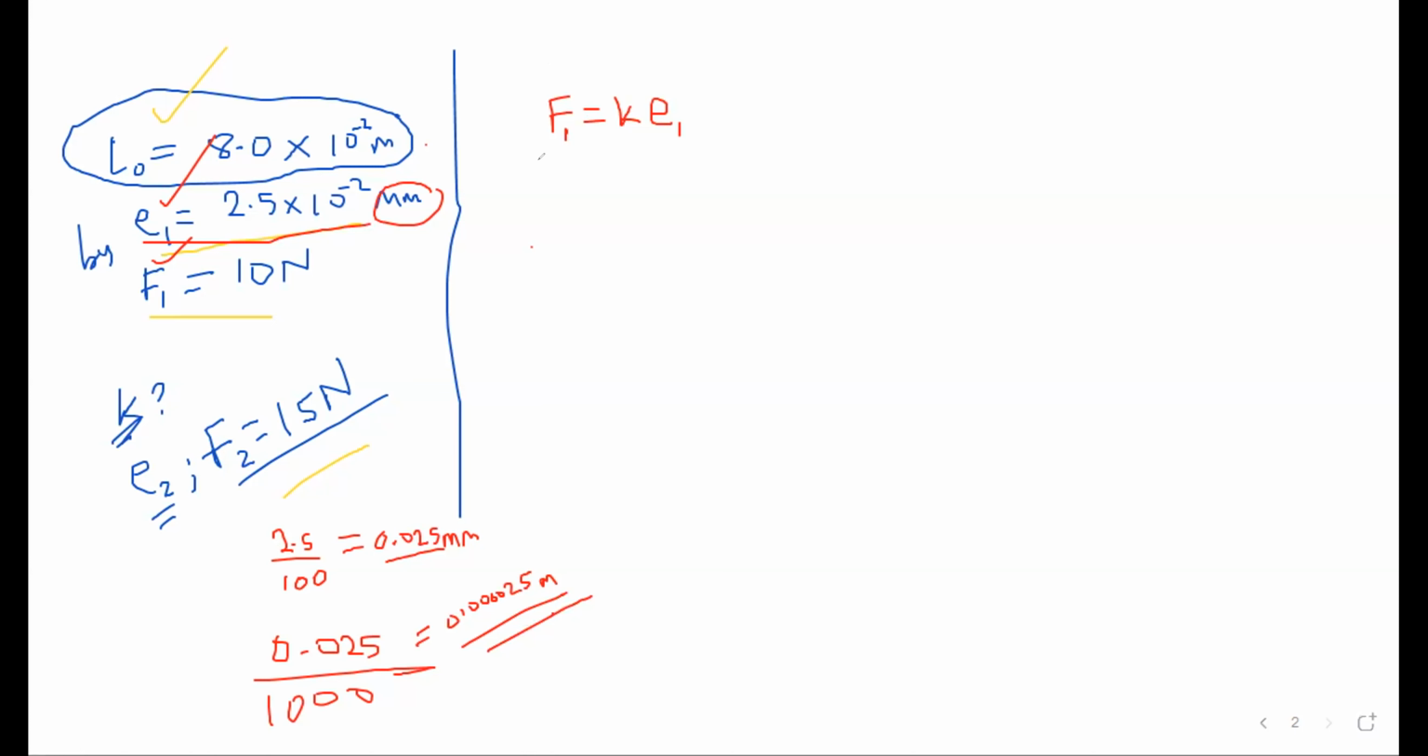So if we go back to our equation, our force 1 they read to us as 10 newtons. Those 10 newtons cause an extension of 0.0025, then times K. On your calculators you would be having 2.5 times 10 power negative 5. So we are going to get the value of K by dividing both sides by this extension here.